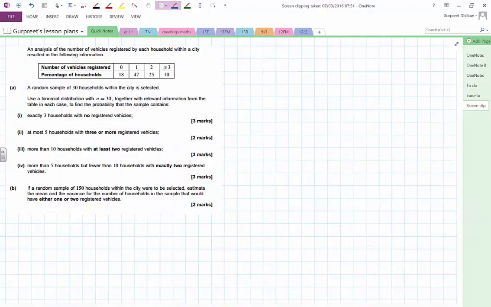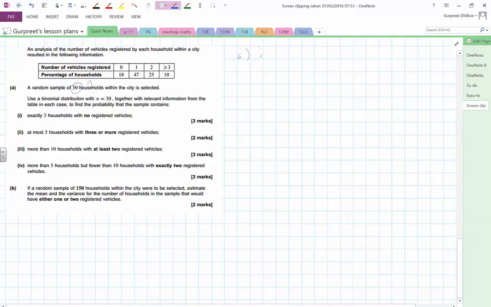Okay, so question 3 now. This is all about the binomial distribution. What we'll do is read the question very carefully. So you're looking at an analysis of the number of vehicles registered by each household within a city. So here you've got 18% of households have no vehicles registered, 47% have one, and so on and so on. A random sample of 30, so there's your n. Within the city selected, use a binomial distribution, and even say n is 30, together with the relevant information to answer the following. So exactly 3 households with no registered vehicles.